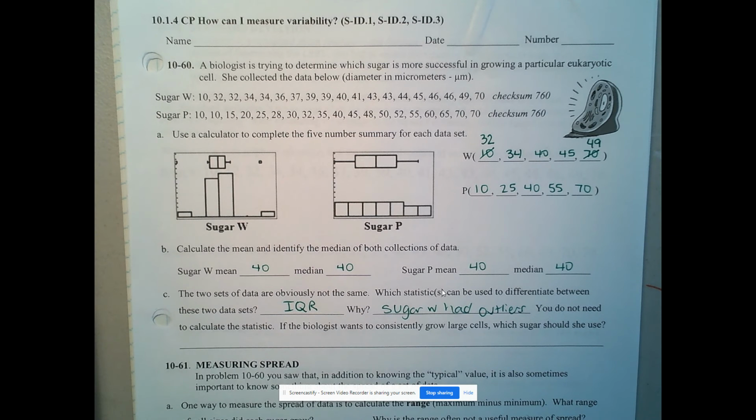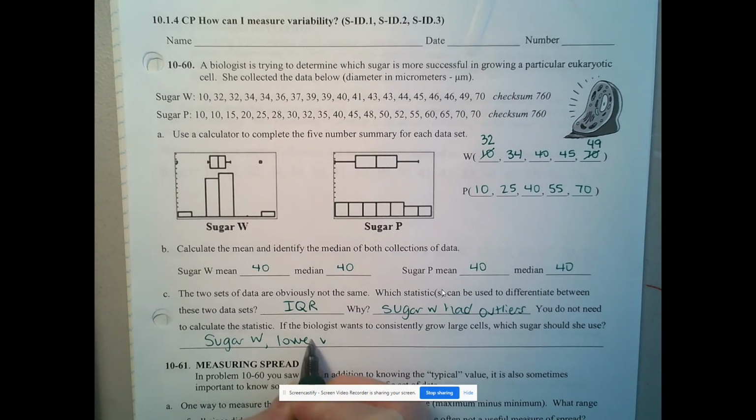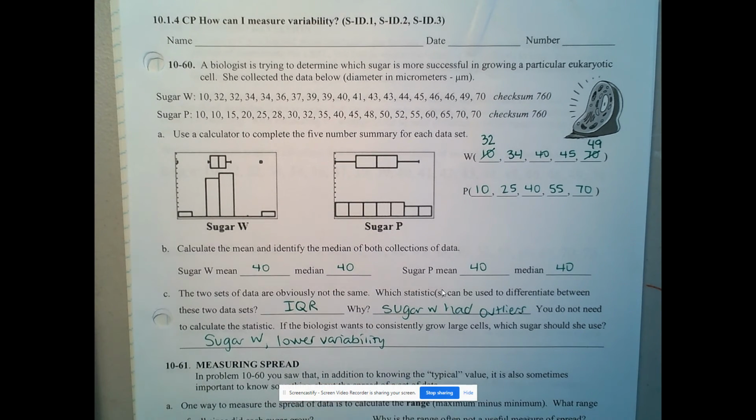If the biologist wants to consistently grow large cells, which sugar should she use? So we would probably say sugar W because it was lower variability. Yes, we had 2 outliers, but the other 17 pieces of data very tightly grouped, whereas sugar P, very low consistency.